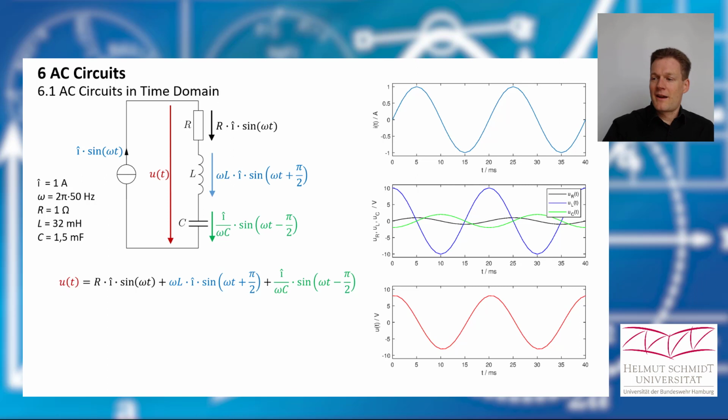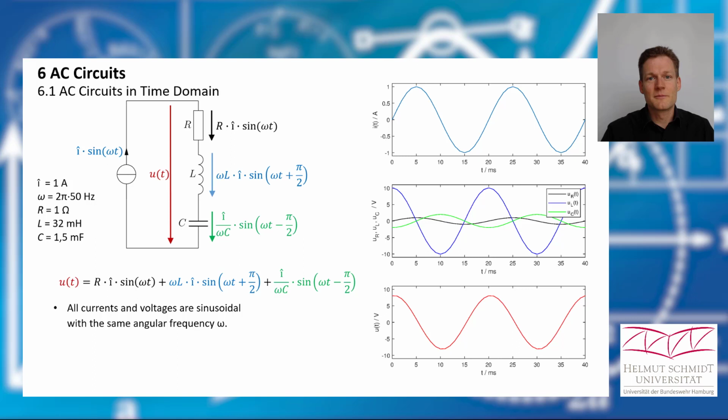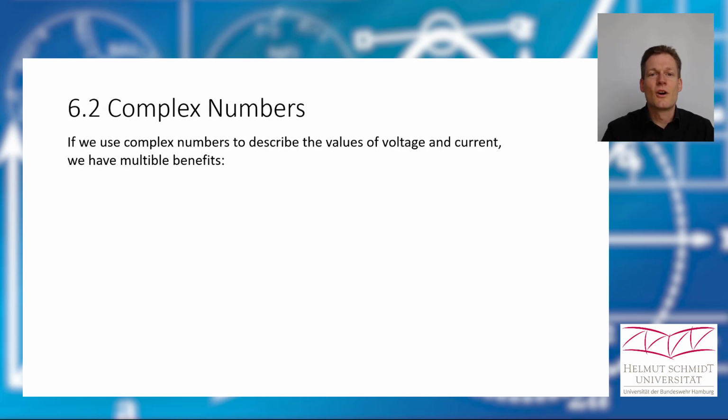But if we lean back and have a look at our functions, we can see that all the currents and all the voltages are sinusoidal. And they all have the same frequency. And the values differ only in their amplitude and their phase shift. So now it would be much more convenient if we could just describe our voltages and currents with a number value, and this number value should include the amplitude or the absolute value, and it should include a phase shift. What could we do? We have a solution for that, and those are the complex numbers.